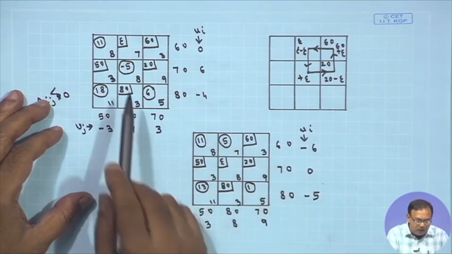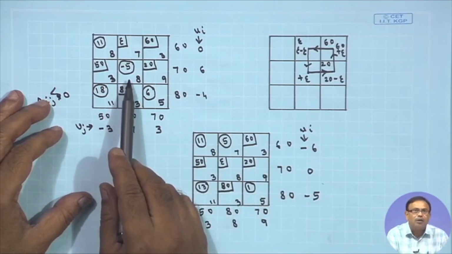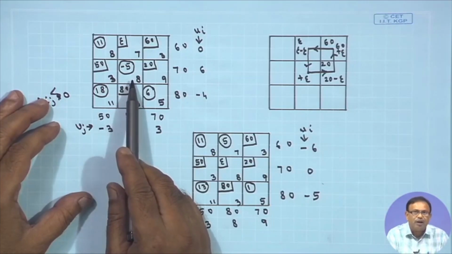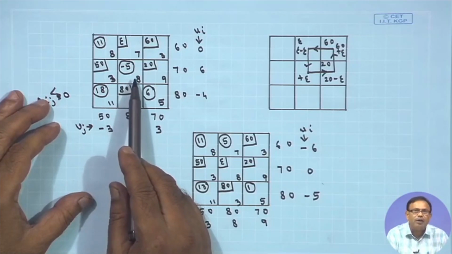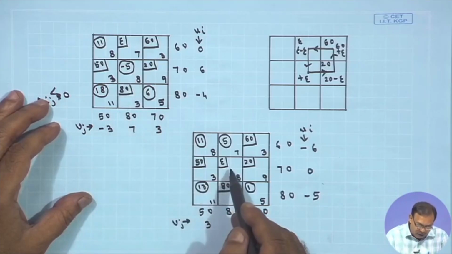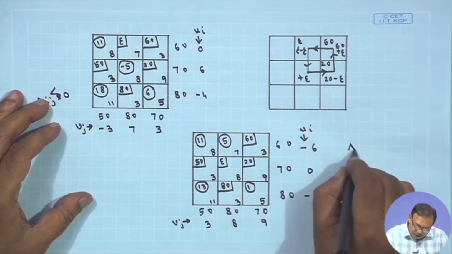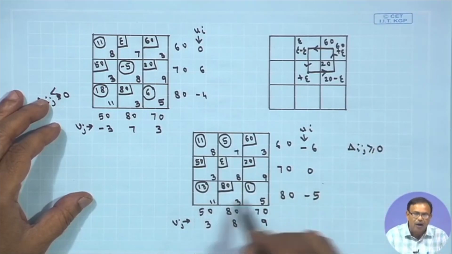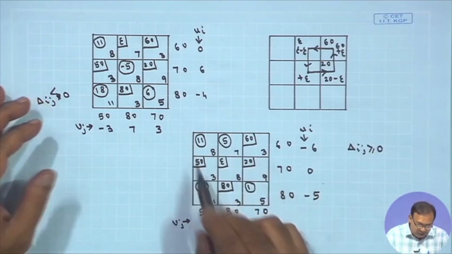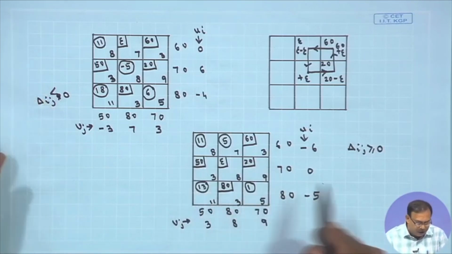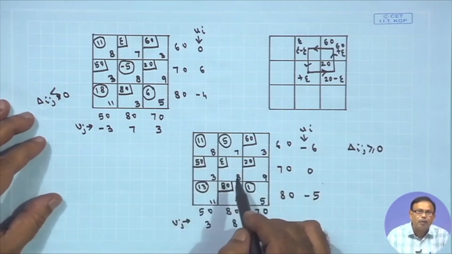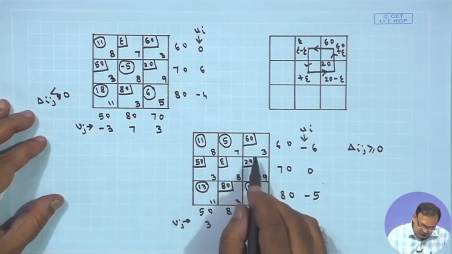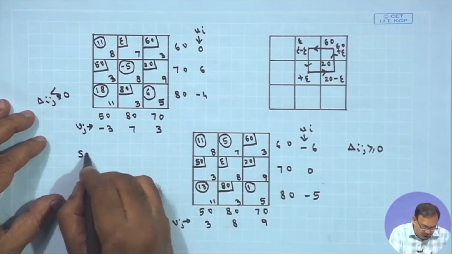Please note that whenever there was a 1, delta ij was negative. Basically, by assigning a very small quantity, I am making this one positive. Here, if you see, delta ij is greater than or equal to 0 for all the unoccupied cells. Therefore, the solution which you have obtained is the optimum solution, and we have told earlier what the basic theory is. So, what is your solution now?